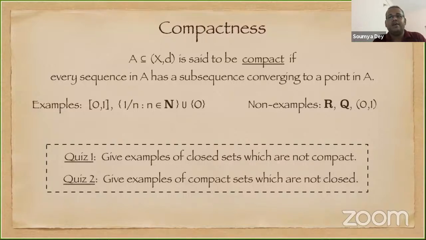Can you quickly answer this in the chat? I need an example of a closed set which is not compact. Great, R equipped with the discrete metric. I guess everyone will be able to prove why this is not compact. Any other example? What about R with the usual metric? That's also right. That's also closed but not compact.